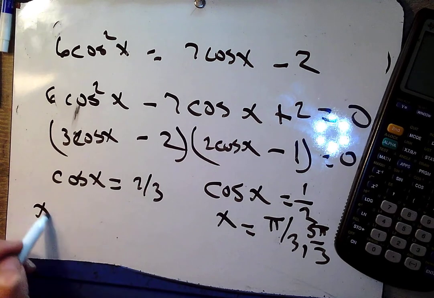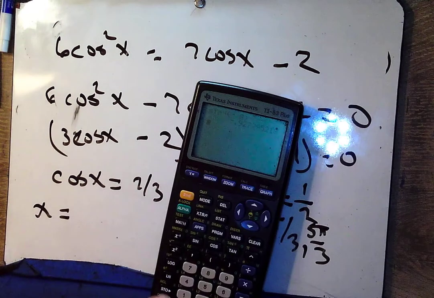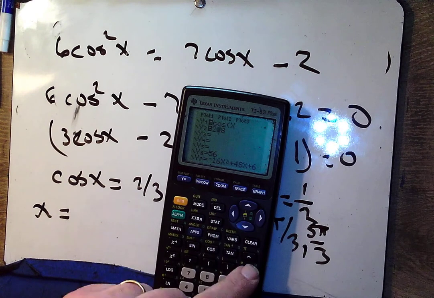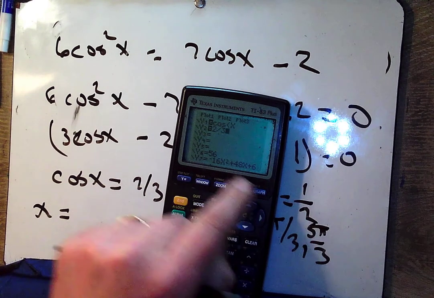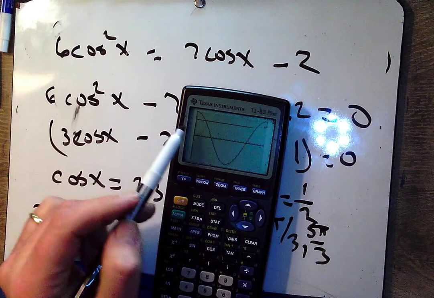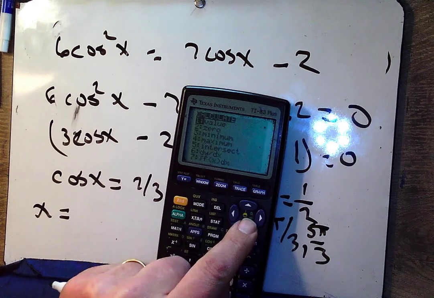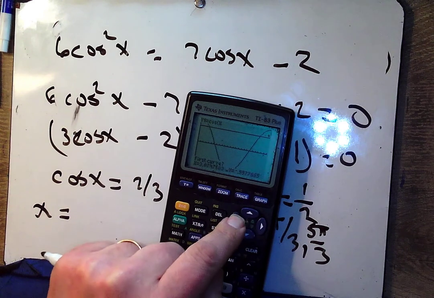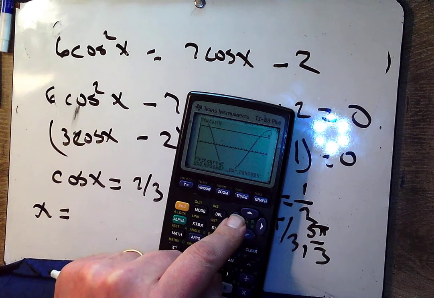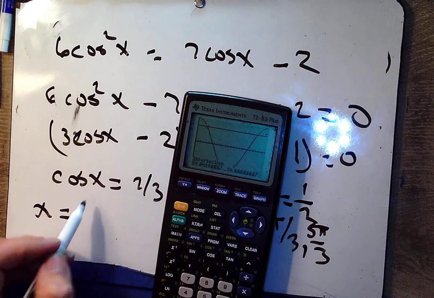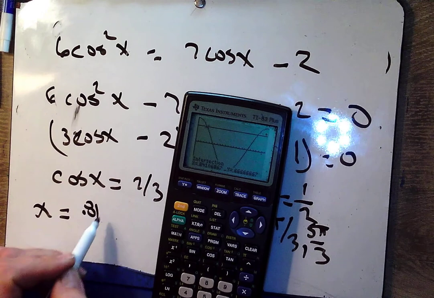Yeah, no, sorry, going out the calculator. And I'm graphing cosine in y1, and I'm graphing 2/3 in y2. Graph. There's my cosine graph. There's my line y equals 2/3. And so I've got second, calculate, intersect. And bring that cursor closer to one of the points of intersection. And I get 0.841.